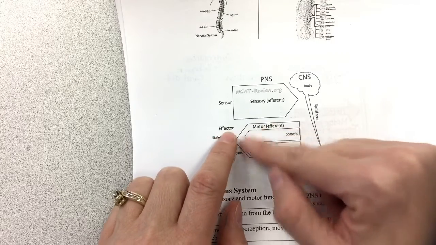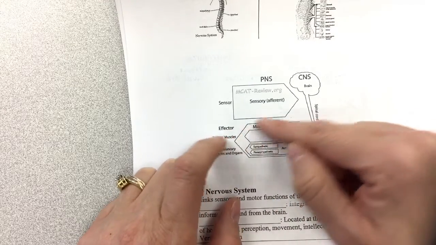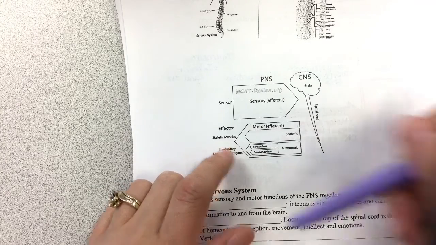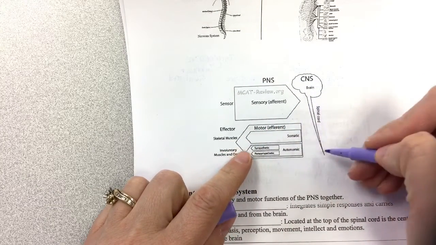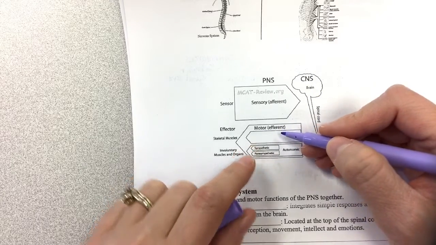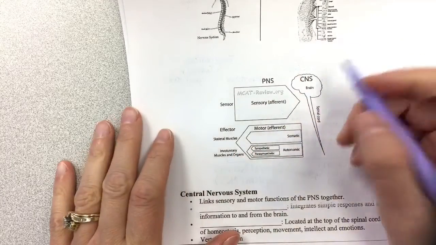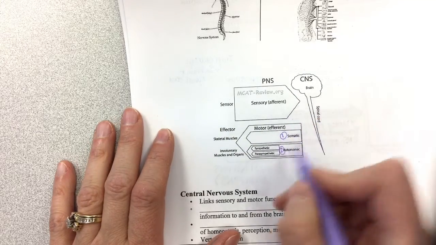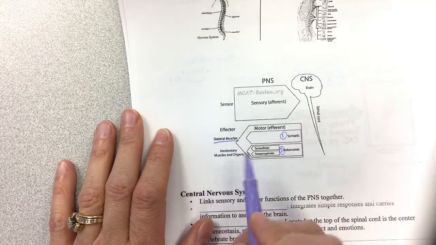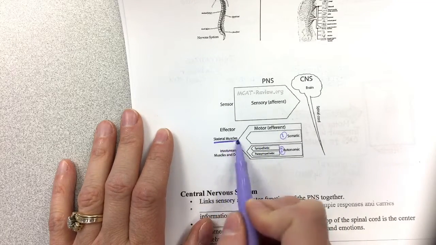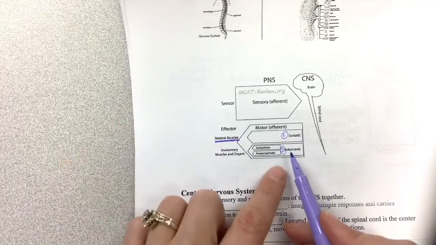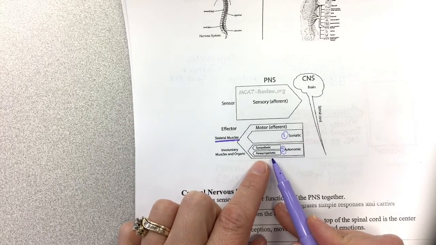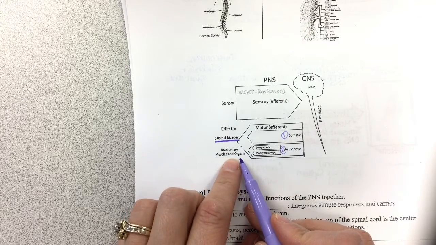Notice here, though, something different: there are actually two divisions of the motor output. The first one is somatic and then autonomic. Notice here the somatic part of the motor output is the one that actually stimulates muscle cells. Your autonomic also has two subdivisions. The sympathetic and parasympathetic are the involuntary muscles and organs.